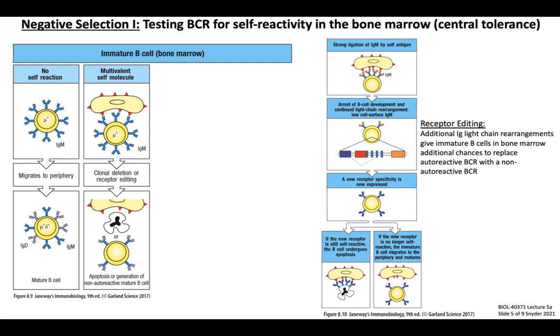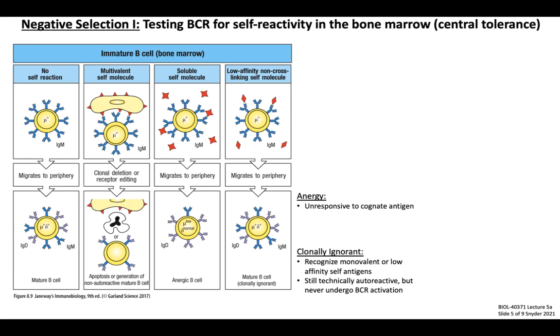If this new receptor is still self-reactive to multivalent antigen, the B cell will either undergo additional rounds of light chain rearrangement or die through clonal deletion. However, if the new BCR is now ignorant of self-antigens, the immature B cell passes this first negative selection checkpoint and can then migrate to the spleen for additional maturation. This process of additional light chain rearrangements that rescue a B cell clone from clonal deletion is something called receptor editing.